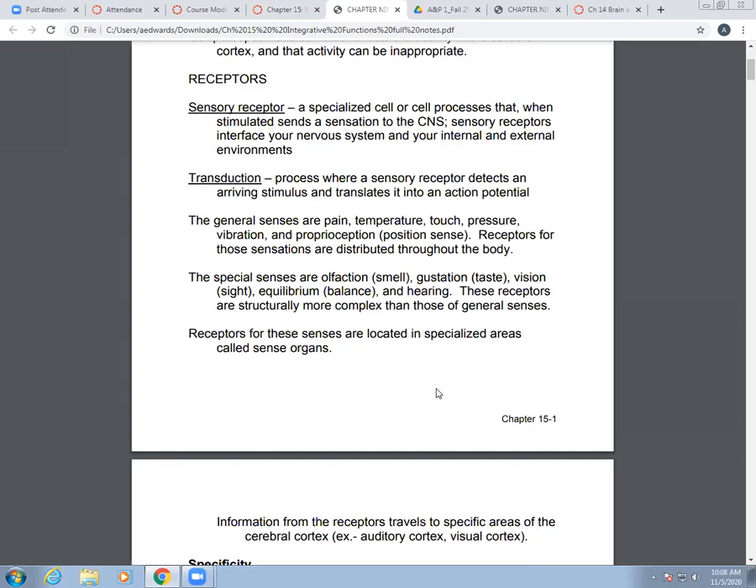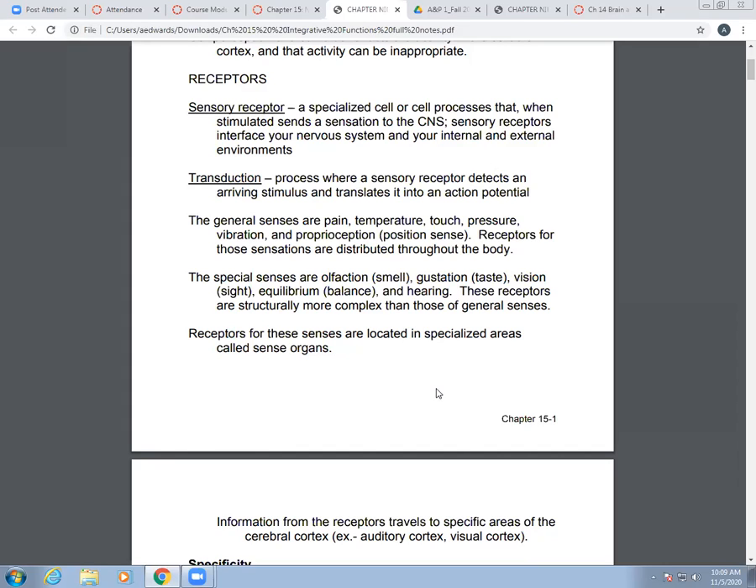All right, general senses: things like pain, touch, vibration, pressure, proprioception. And proprioception, really, we're talking about kind of position. So where is something, where is it supposed to be physically? All right, so receptors for those sensations are going to be distributed throughout your body.